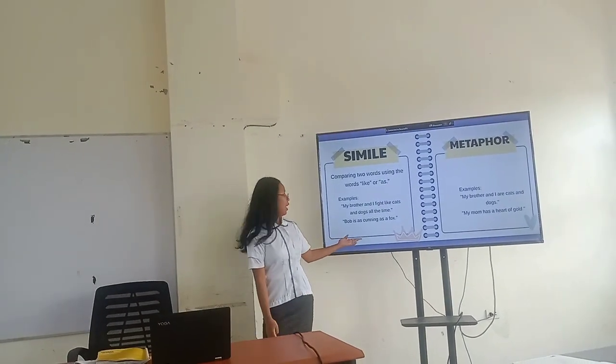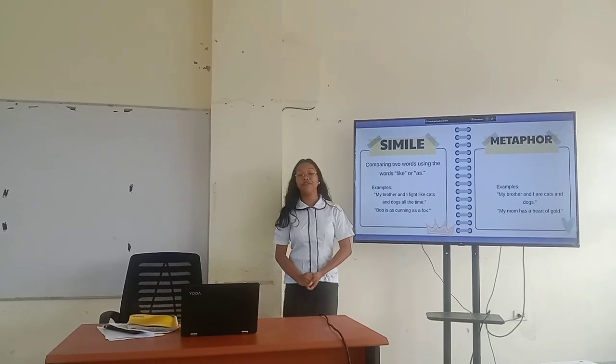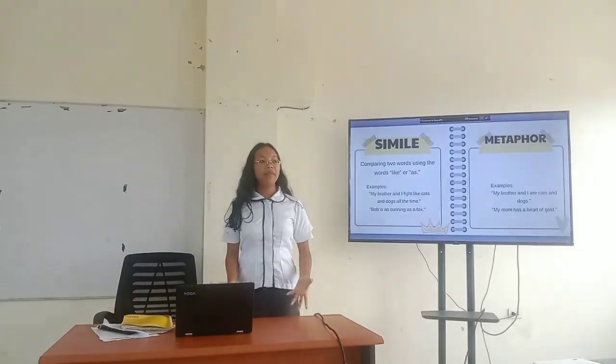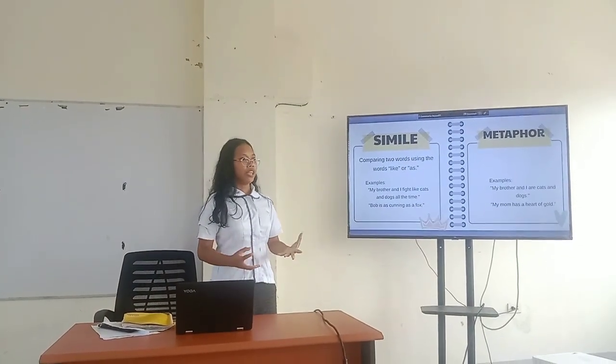We have another one. Bob is as cunning as a fox, which means that Bob is seen as very cunning.